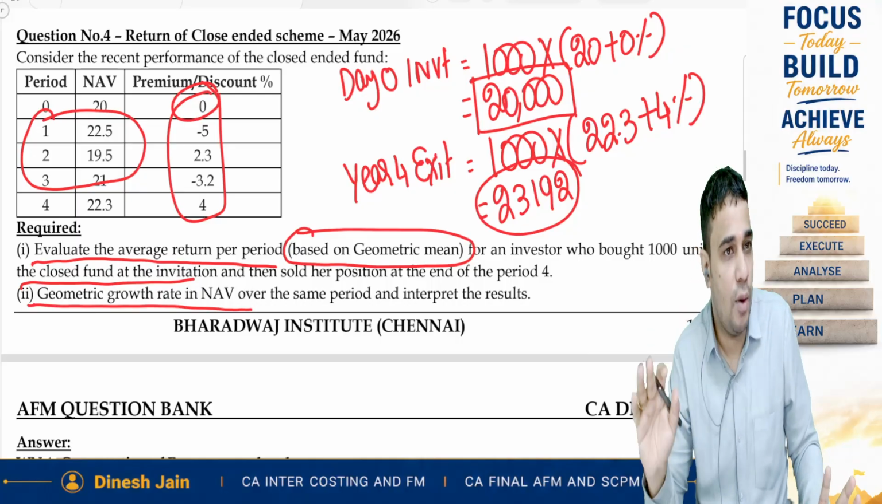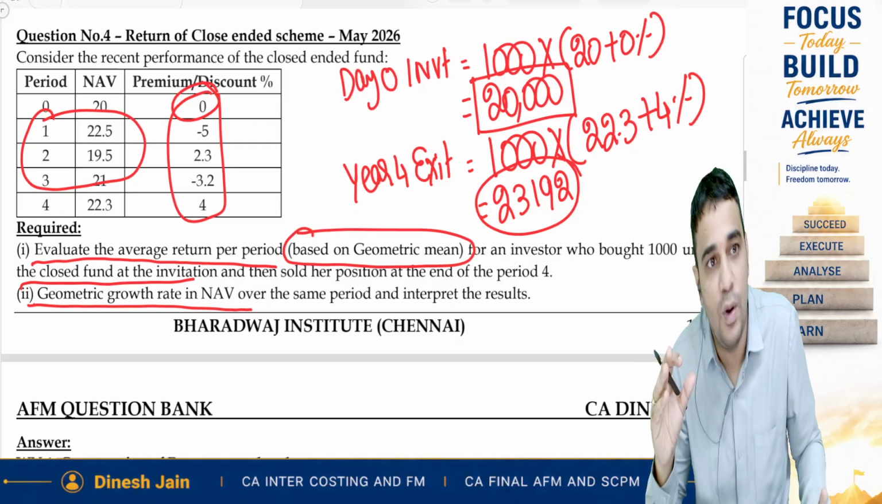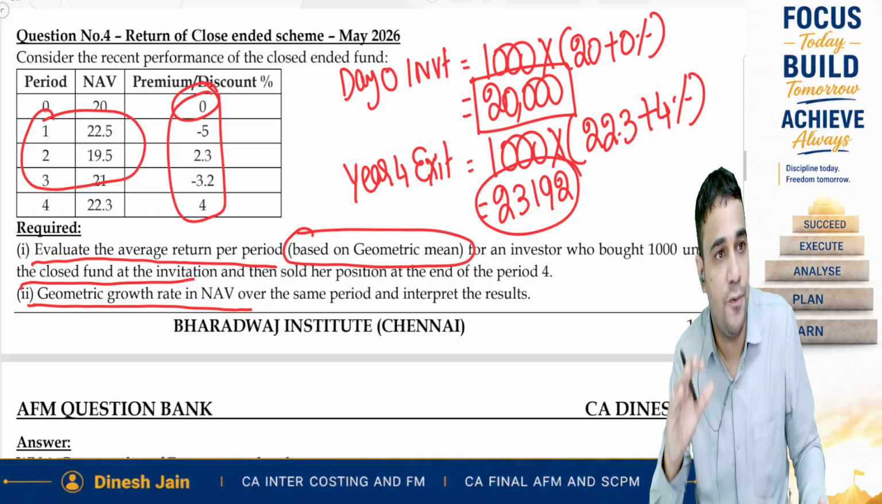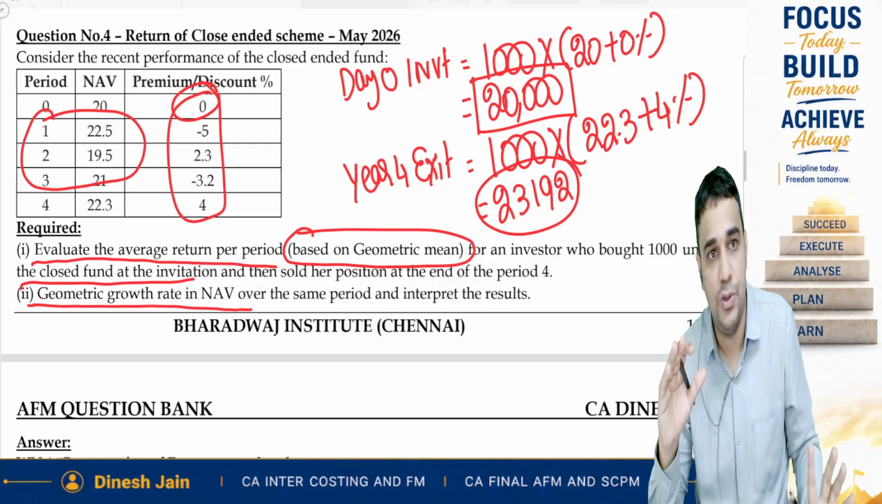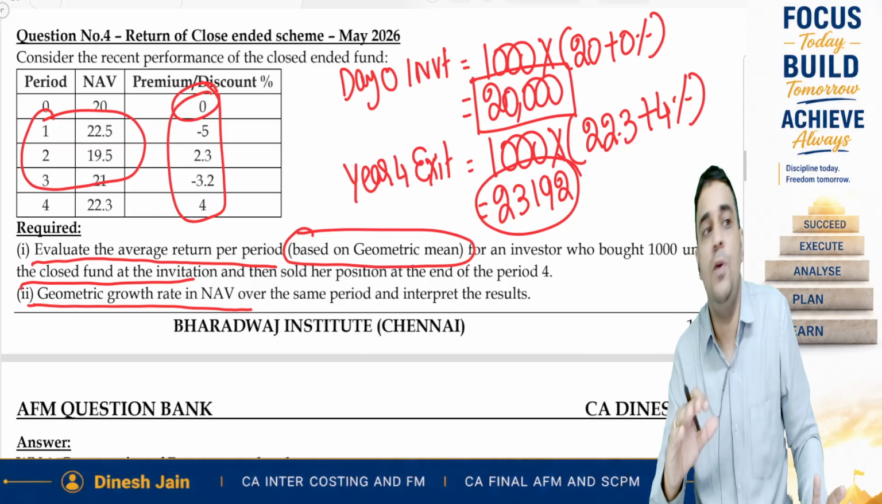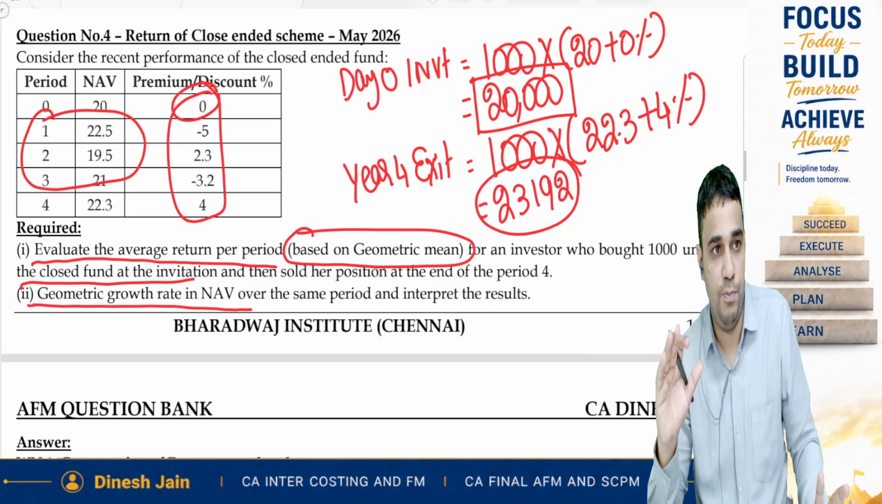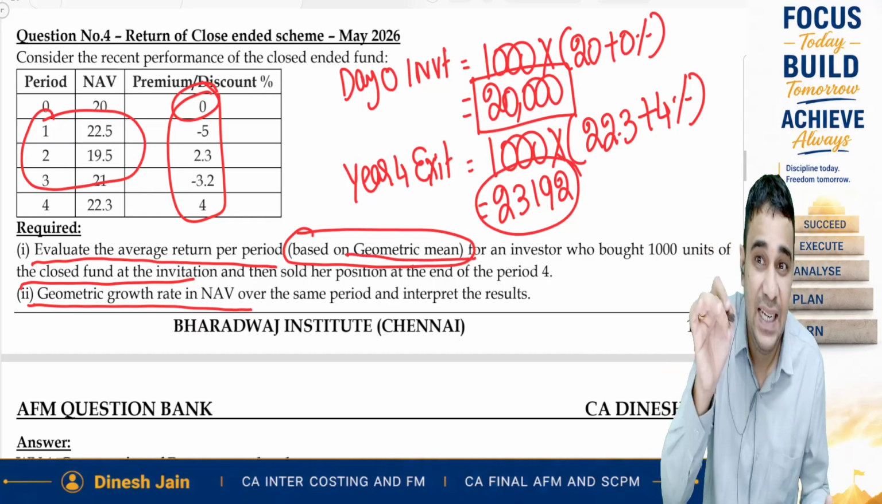Now based on geometric mean, ICI used a fancy word. Basically, they wanted an IRR approach, considering the time value of money. The geometric mean technically considers the time value of money. Year 0 investment, year 4 maturity, and I want the geometric mean, basically doing something called an IRR approach. Where did you learn this? Maybe in your statistics and in CA Inter.